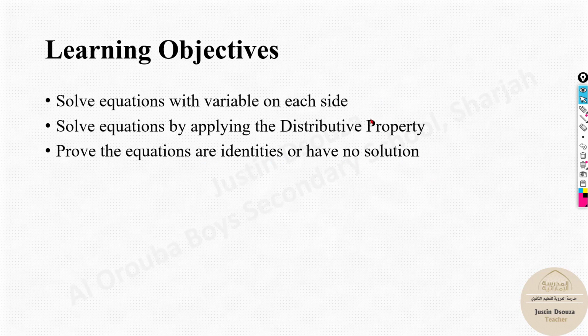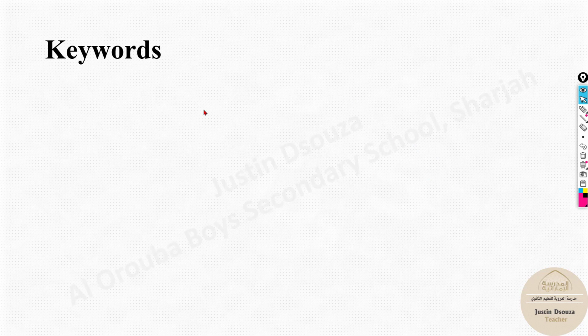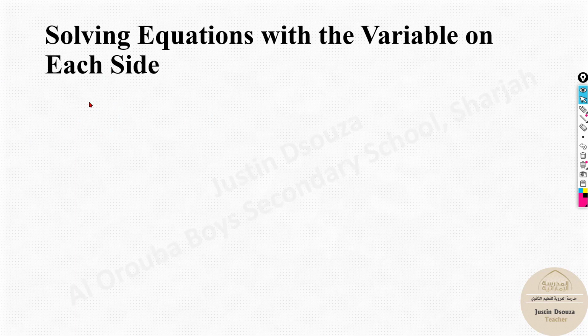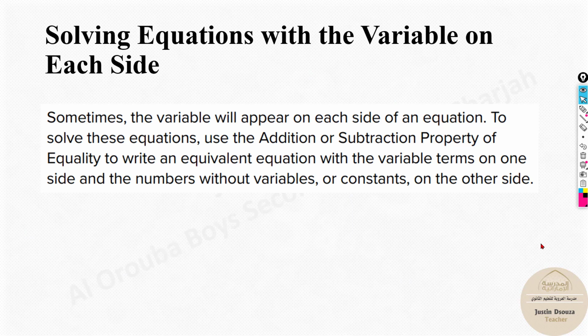Now we will look into all these three topics in this video, and the keyword is basically identity. It's a single keyword, identity. There are problems on that, and we will look into this as well. Now, solving equations with variable on each side. What does this mean?